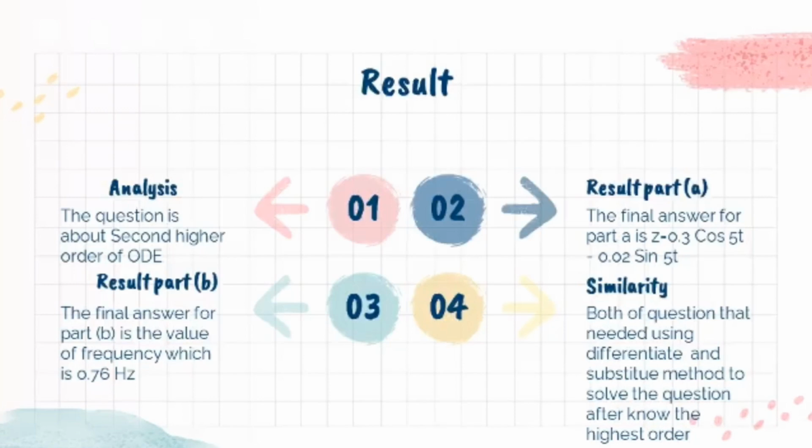For part B, because the question is asking the value of frequency, we get the value of frequency, which is 0.76 Hz. Coming to the fourth, which is the similarity. Both of the questions needed differentiation and substitution methods to solve after knowing the highest order, which is the first equation gives us the y, we have second highest order of unknown.